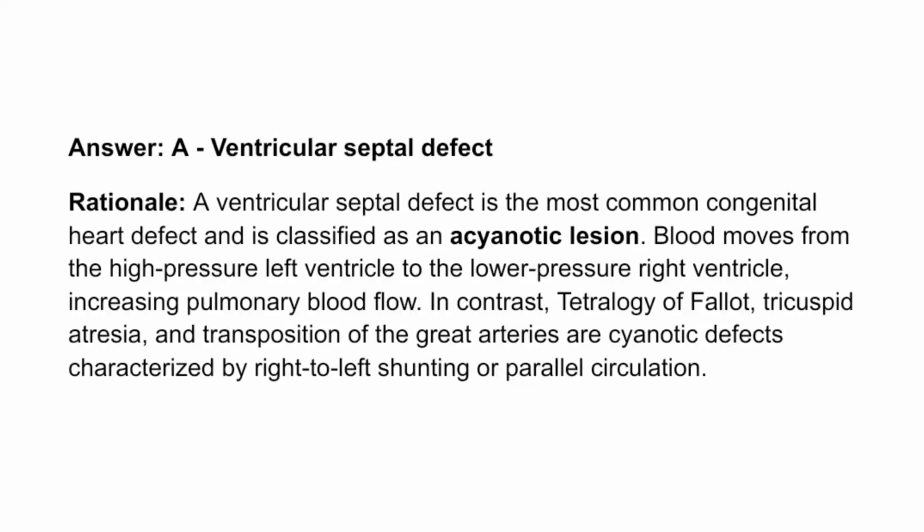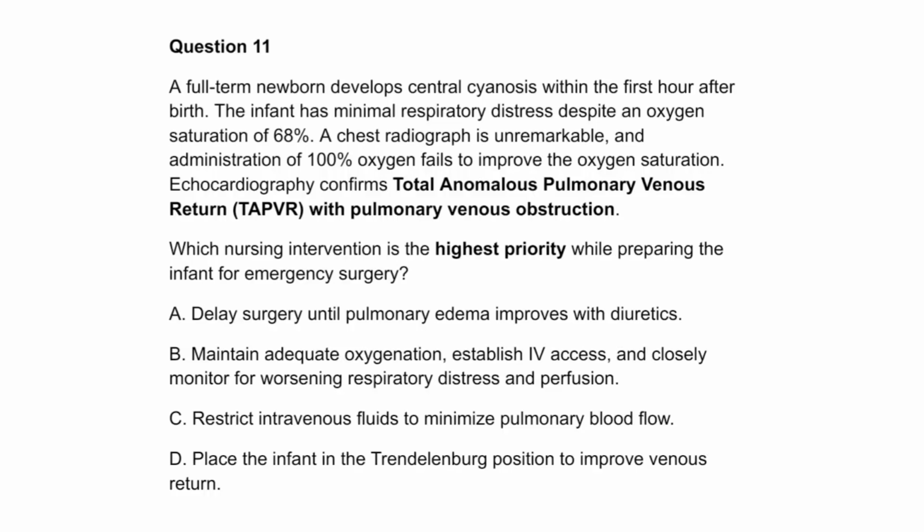Answer. A. Ventricular septal defect. Rationale. A ventricular septal defect is the most common congenital heart defect and is classified as an acyanotic lesion. Blood moves from the high-pressure left ventricle to the lower-pressure right ventricle, increasing pulmonary blood flow. In contrast, tetralogy of Fallot, tricuspid atresia, and transposition of the great arteries are cyanotic defects characterized by right-to-left shunting or parallel circulation.